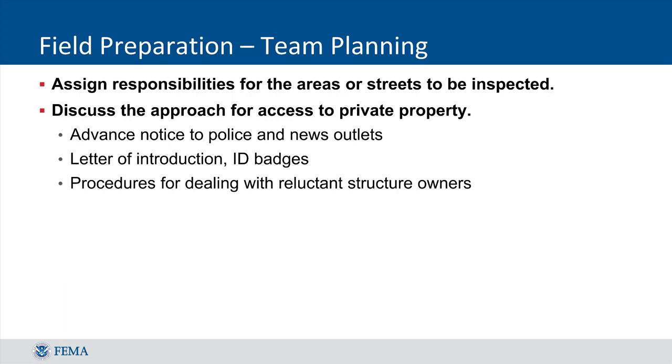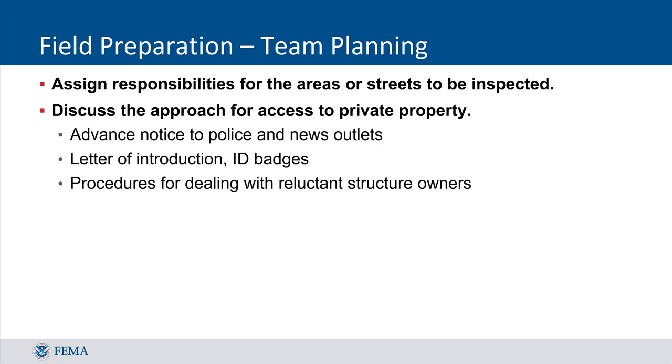Before fieldwork begins, a plan for assigning work should be created. Responsibilities for the areas of streets to be inspected should be assigned. This ensures that all necessary areas are inspected once, with no overlap. An approach to access private property should be created as well. Advance notice of inspections should be given to police and news outlets. The advance notice to the police will reduce the number of calls regarding the presence of inspectors in unoccupied structures and can facilitate access to private property when owners understand that this effort is required by the community.